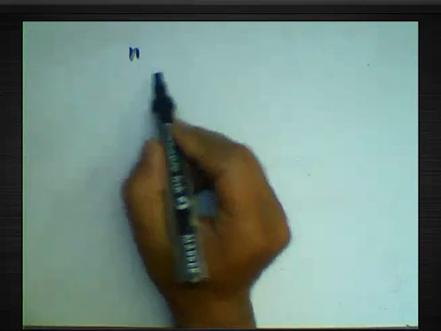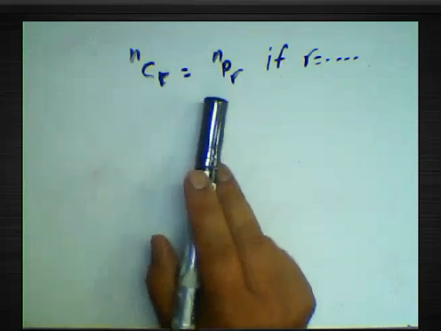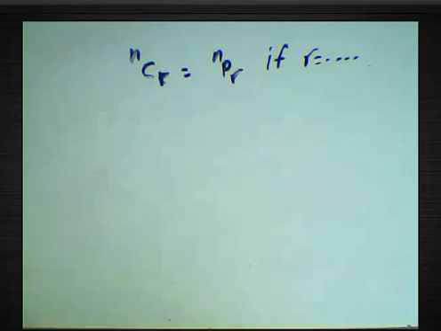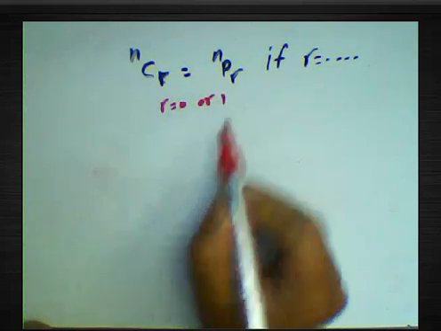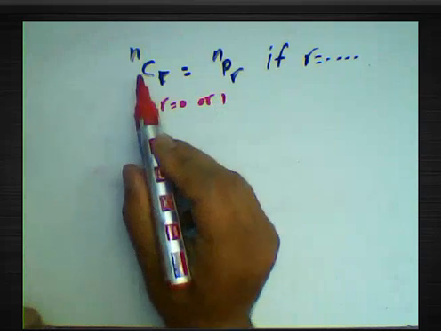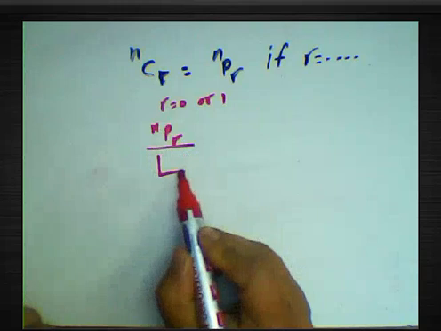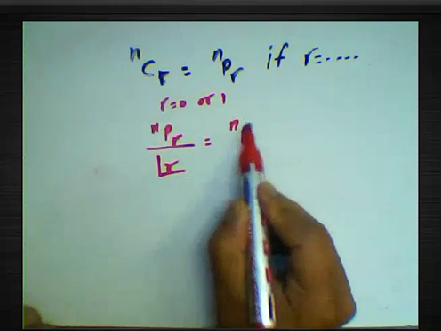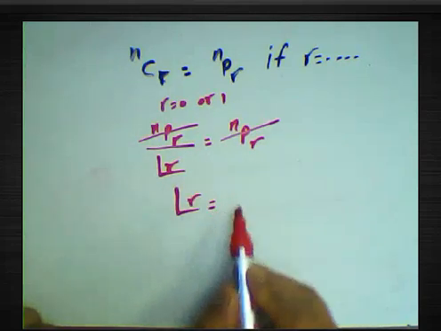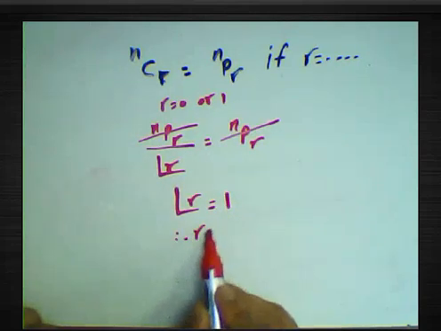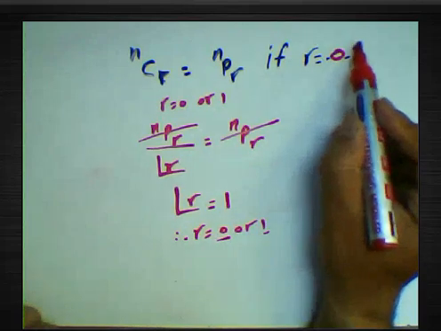n combination R equals n permutation R, if R equals what? We can put here R equal 0 or 1, or you can use the rule: n combination R means n permutation R over factorial R, equal to n permutation R. We can cancel permutation with permutation, then factorial R equals 1, and then R will be equal to 0 or 1. Then R equals 0 or 1.